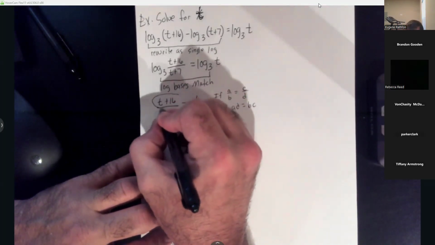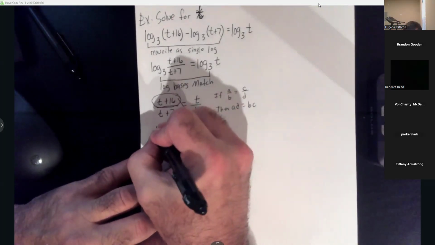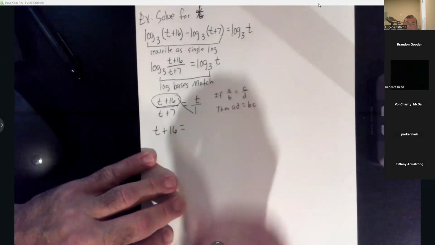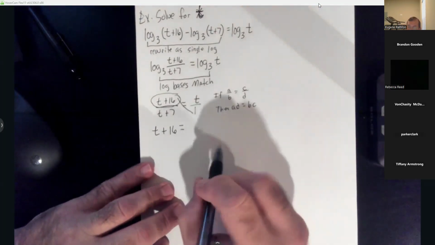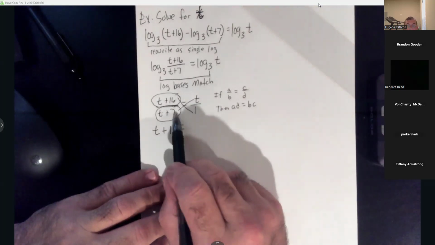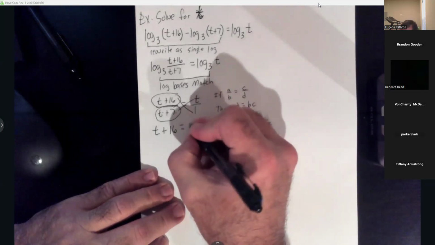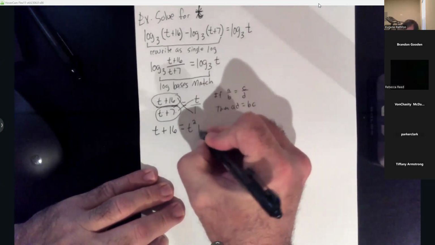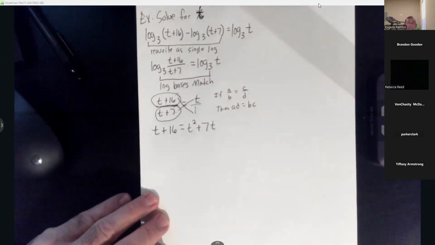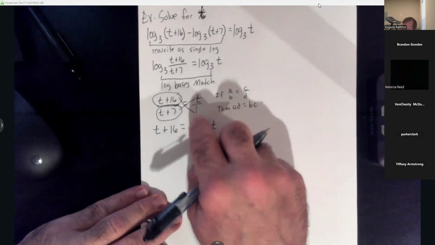Now, I'm going to take this t plus 16 and multiply by 1. That gives me 1 times t is t, plus 1 times 16 is 16. The other side will be the bottom times the top, so both of these will multiply by the t. t times t is t squared, plus 7 times t is 7t. So look what you've got again. This one's quadratic because of that t squared.